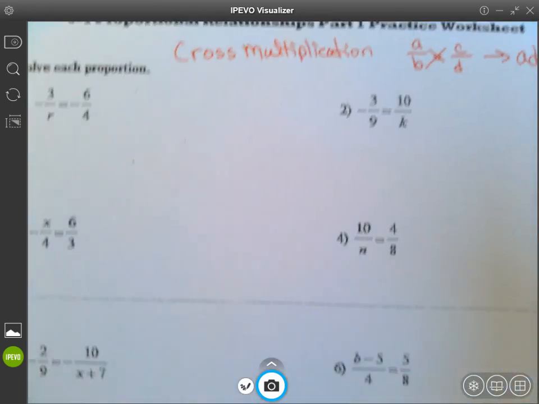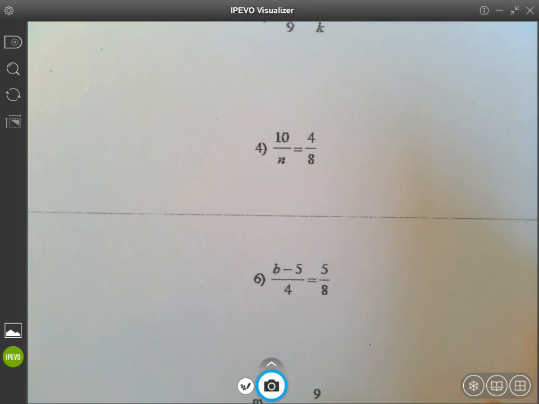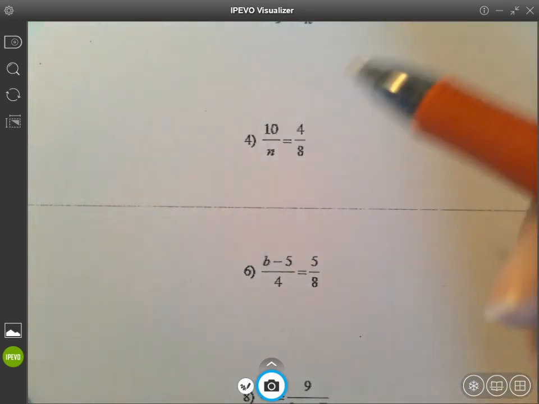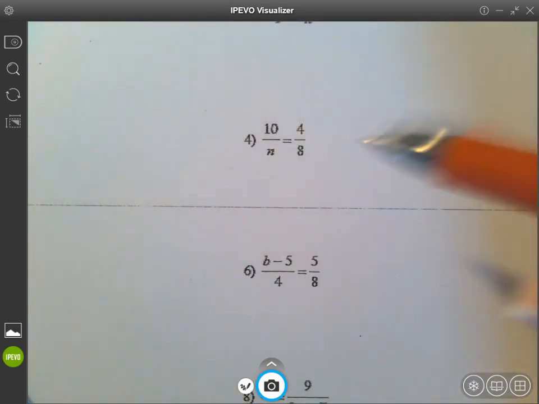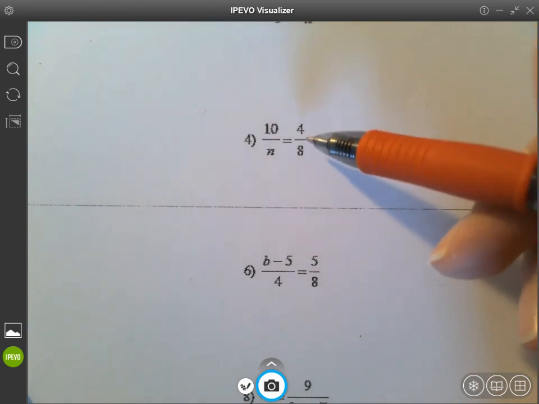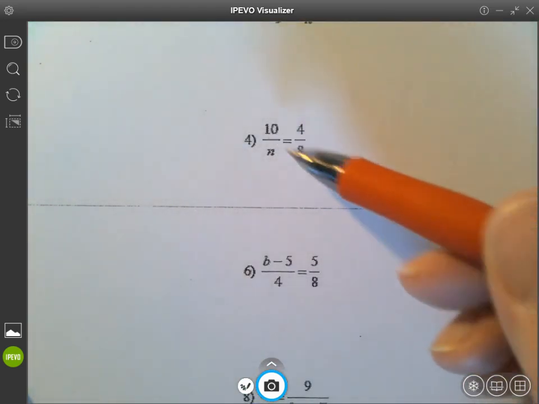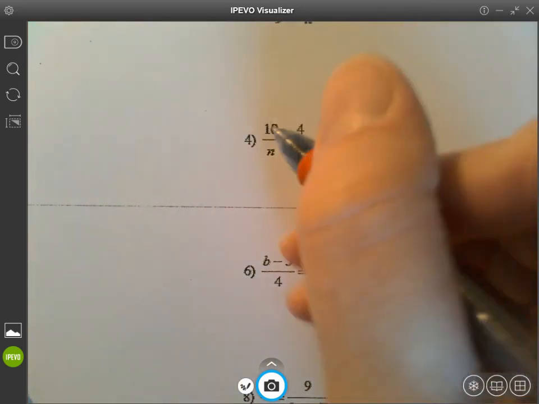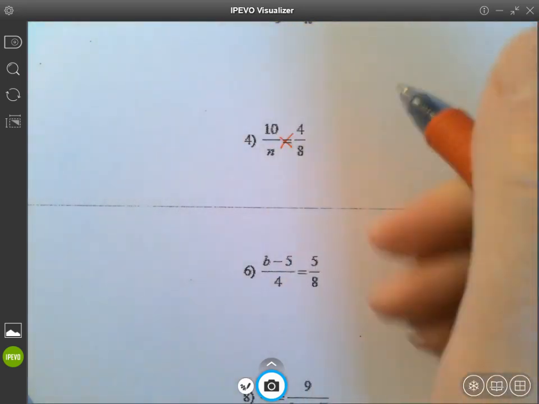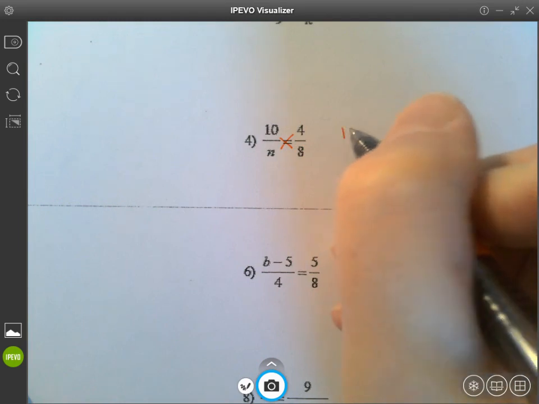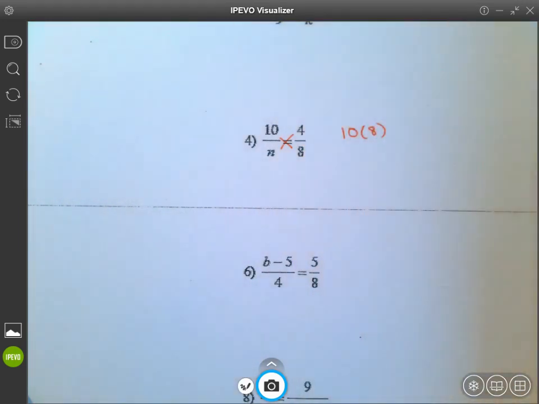Now, one of the things that you guys might consider doing, and I don't think most people would do this, you could reduce the 4 and the 8 just because it's a fraction that reduces. You cannot cross cancel like you do with multiplication. I'm just going to jump in because I think more people would just jump in. And I'm going to take 10 times 8. Now, normally I won't write this, but I'm going to write it for you now.